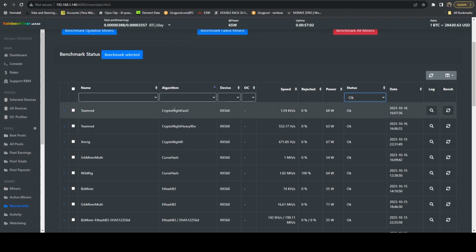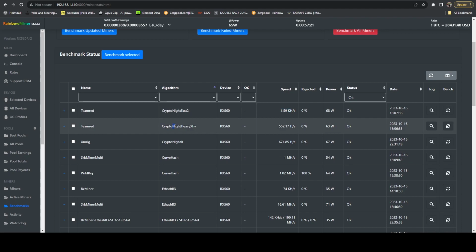Starting off, we've got CryptoNight Fast 2, which clocked at 1.6 kilohash per second. Keep in mind, this is 2 cards. So if you're only running one card, all these hash rates would be half of that. Same thing with the power, the power would be half of that. When it benchmarks, it aggregates together the hash rate.